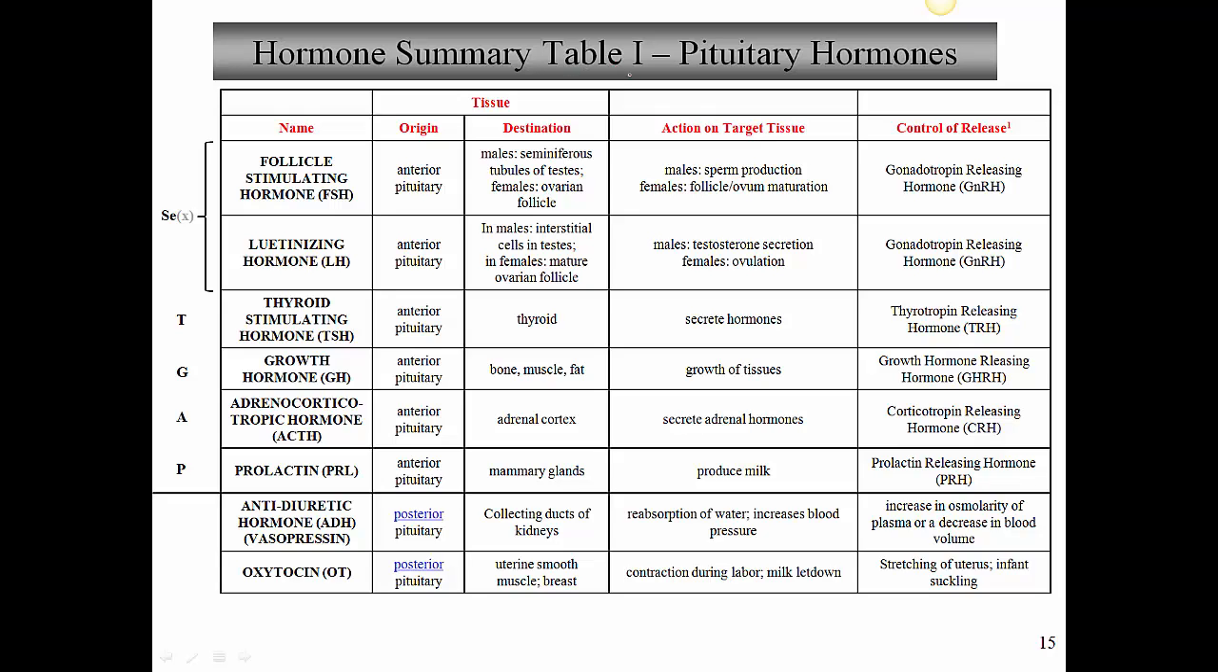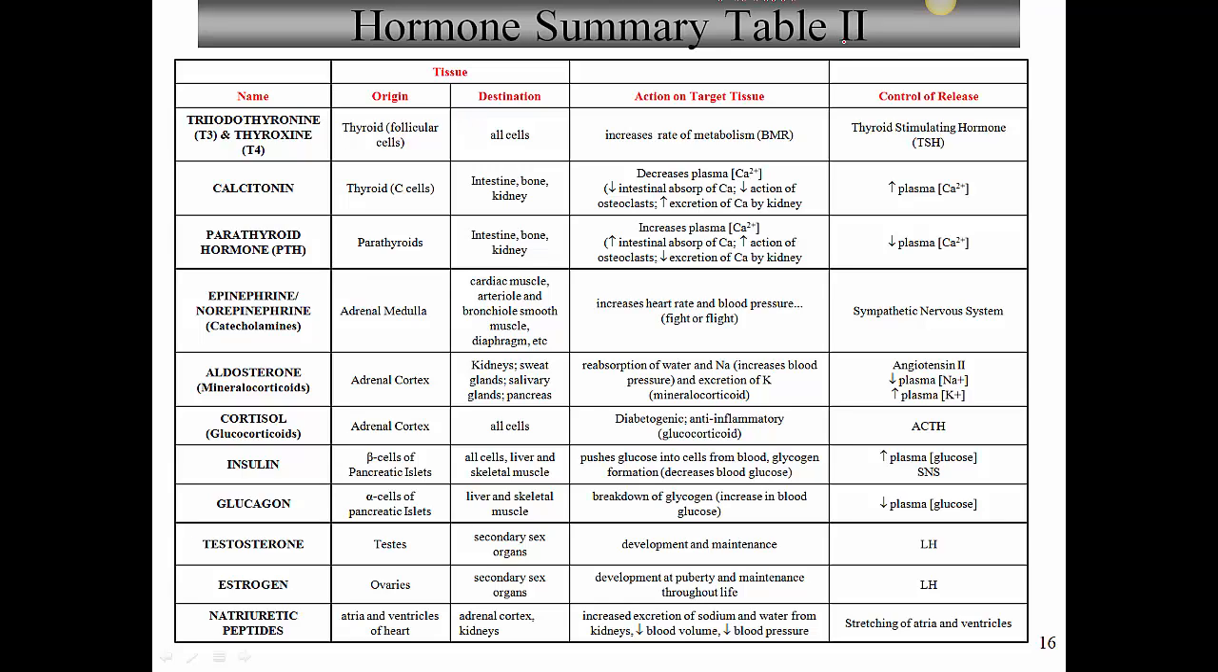Finally, I just want to show you the two hormone summary tables that we've already talked about. This one I showed you earlier. This has to do with the anterior and posterior pituitary hormones. So we went through this table before. The second hormone summary table that I have here is also important for you to know. Once again, what I tried to do to make this just a little bit easier for you, because I realize this is a lot of information to remember, is to summarize all the hormones, the tissues where they originate, the tissues where they're going, their action on the target tissues, and also, very importantly, the control of the release. How is the release of these individual hormones controlled?